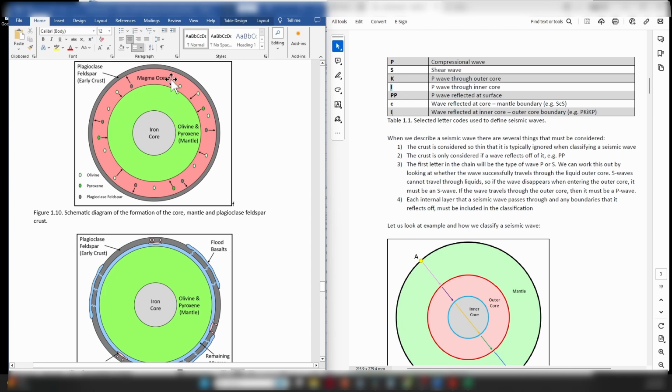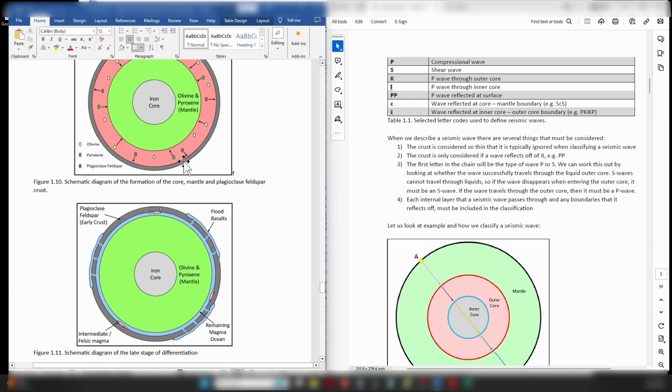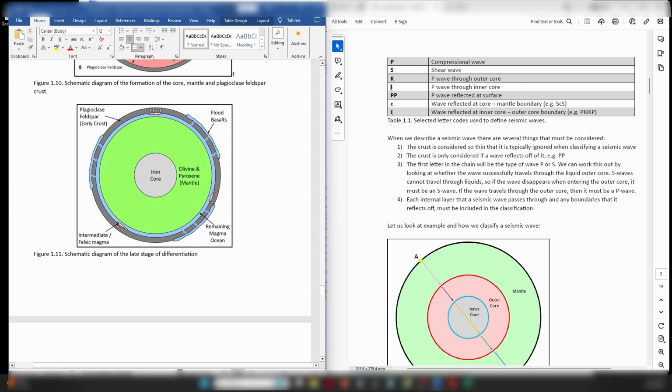And then over time, the magma ocean, which is now stuck between the growing mantle and the growing crust, is going to essentially be converting the liquid silicate magma into solid crystals of either olivine, pyroxene, or plagioclase. And eventually we're going to end up with a situation like figure 111, where you can see we have our iron core, we have our big, thick olivine pyroxene dominated mantle, and then we have our outer crust. And then in blue here, we have the residual magma from our magma ocean, the stuff that's left over. It hasn't been turned into solid crystals yet.